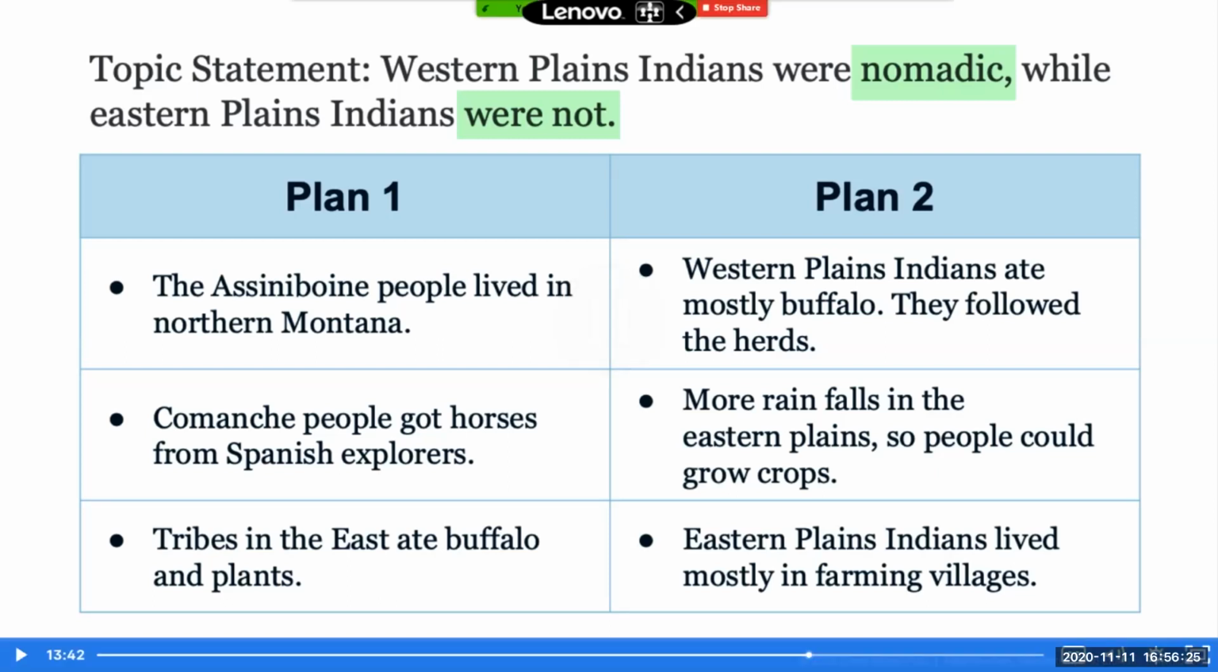So the topic statement is that the Western Plains Indians were nomadic, while the Eastern Plains Indians were not. So we need to be picking information that talks about whether they were nomadic or not nomadic. And the third point says tribes in the East ate buffalo and plants. So that makes me think that buffalo are incredibly important to them. And because they're so important, that means they have to follow them around. So what do you think? Does that mean that they are nomadic or not nomadic?